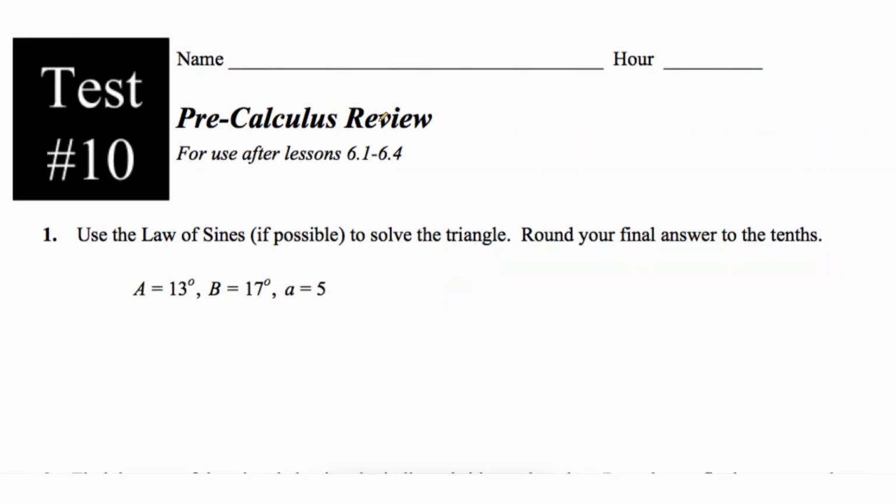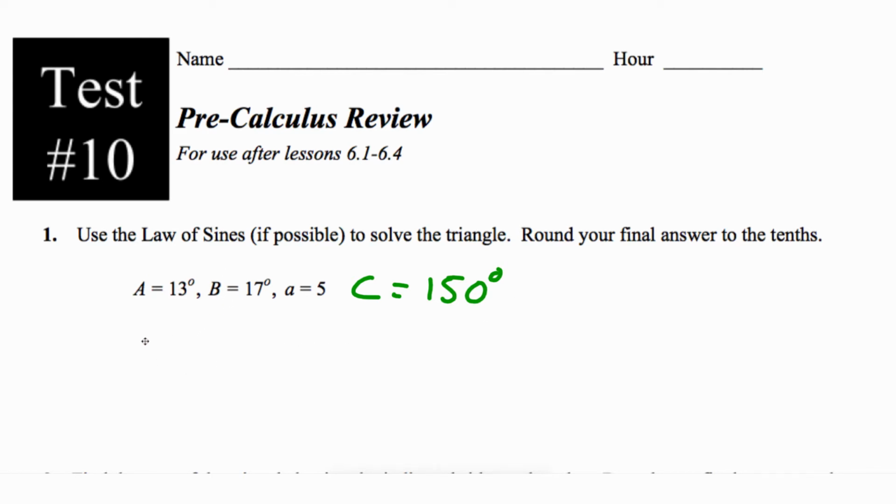Taking a look at problem number 1, we're asked to use the law of sines to solve this triangle. Now we're given two angles and one of the sides. Since we have two of the angles, I think it would be really easy to find the measure of our third angle, since we know the angles inside of a triangle have to add up to 180 degrees. So A plus B is going to be 30 degrees, so for the measure of angle C, that's got to be 150 degrees. Now from there, I think I would start finding our missing sides.